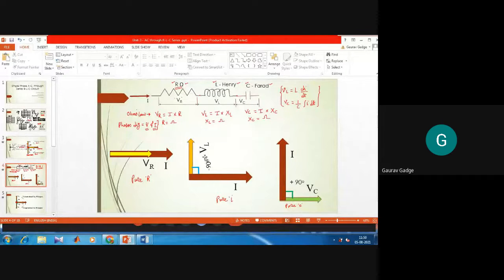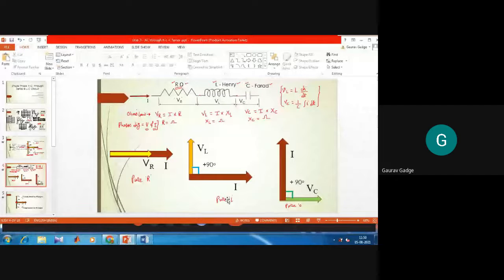If current acts as the reference, then voltage leads current. It means the phase angle between the two is plus 90 degrees, because we are saying VL leads current. If VL leads current by 90 degrees, then you have to write it as plus 90. Okay, so this is done for the pure inductor.